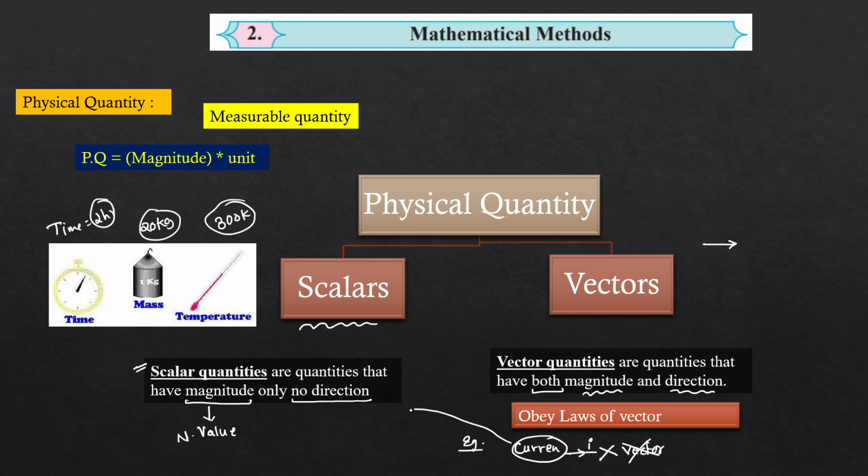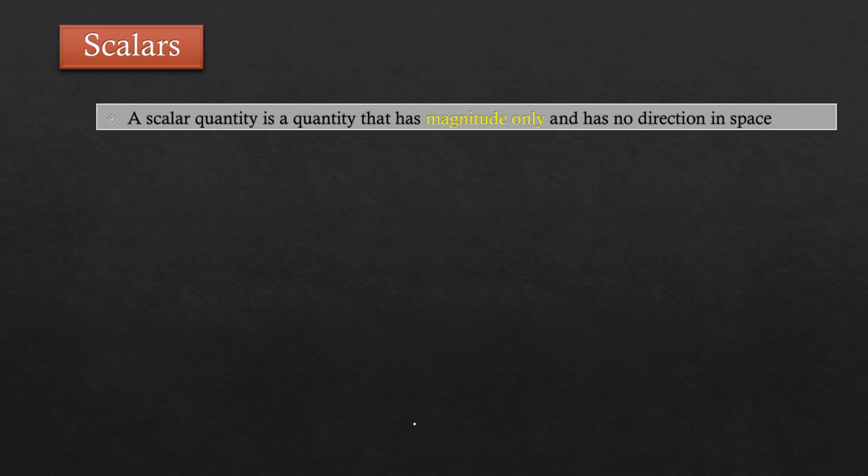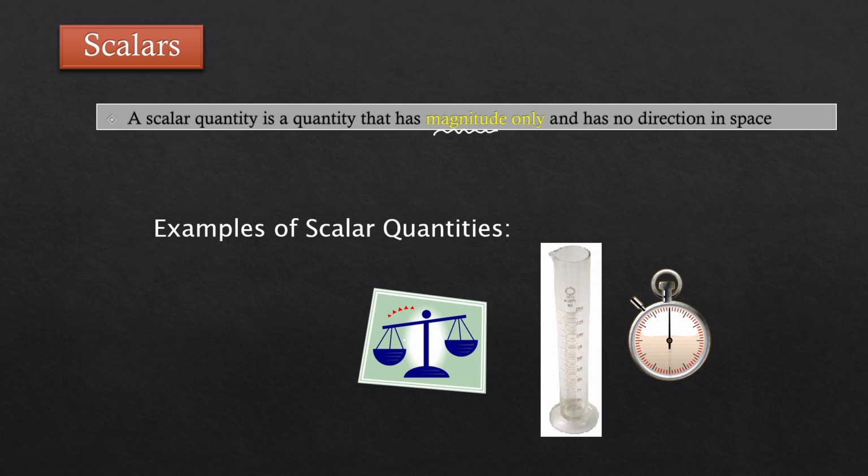Current is a scalar physical quantity. Current क्या है? Scalar है. So whenever the exam asks what is current, current is a scalar physical quantity. Now let's go next, scalars. A scalar doesn't have a direction; the physical quantity जिसको direction नहीं है, उसको only magnitude है. So it has only magnitude and no direction in space. Examples of scalar physical quantities: length, area, volume, time, mass.